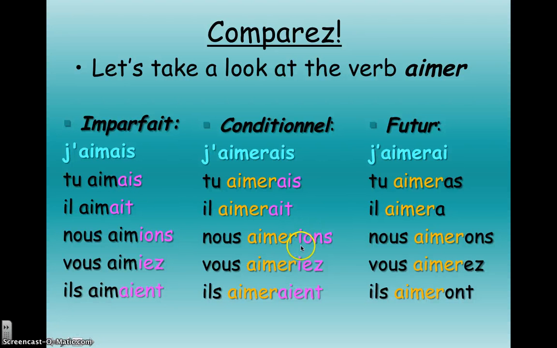Compare with the conditional. I kept these in pink because the endings are the same, but the stem is different. You've got aimerait. We have the whole infinitive as our stem here. All right, compare that with the future, where you can see here the stem is the same, aimer, but the endings are different. So conditional, j'aimerais, j'aimerai in the future, they sound the same.